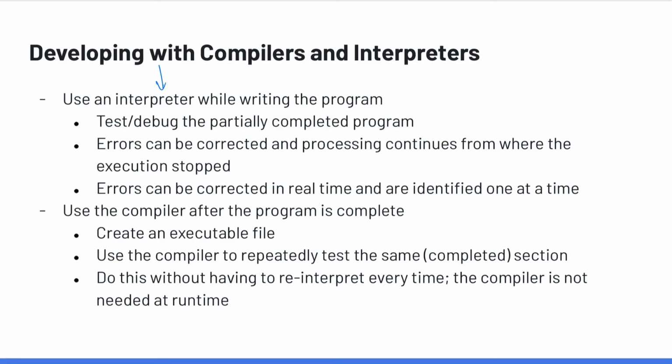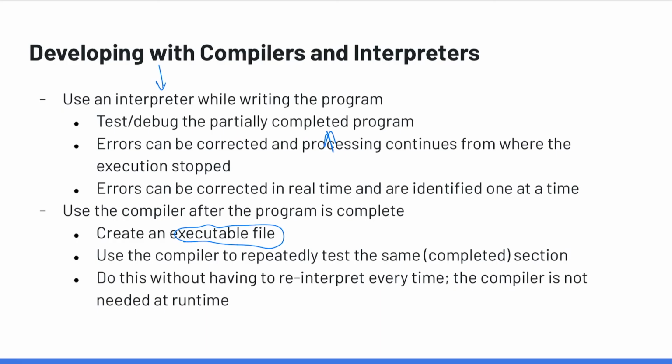We'd use an interpreter while writing the program so that we could test and debug line by line. As soon as we write a line of code, we can test it, see if it works. If it does, move on. If it doesn't, fix it, and then continue writing code. So an interpreter can be super useful in the development process, but it can be slower for a user to execute a Python program using an interpreter as opposed to a Python program that has already been compiled to an executable file.